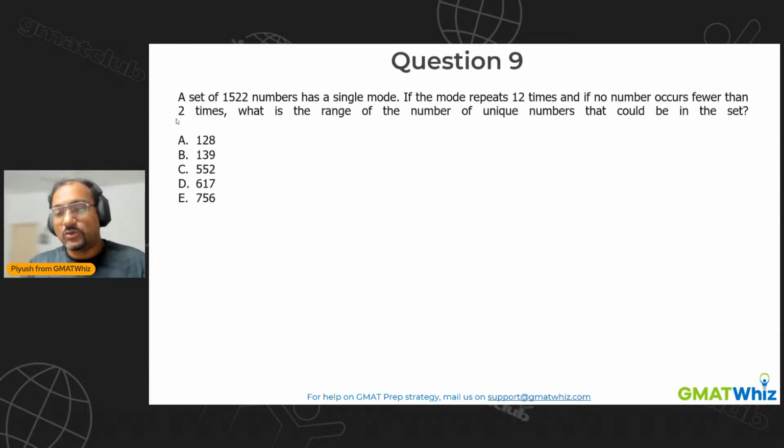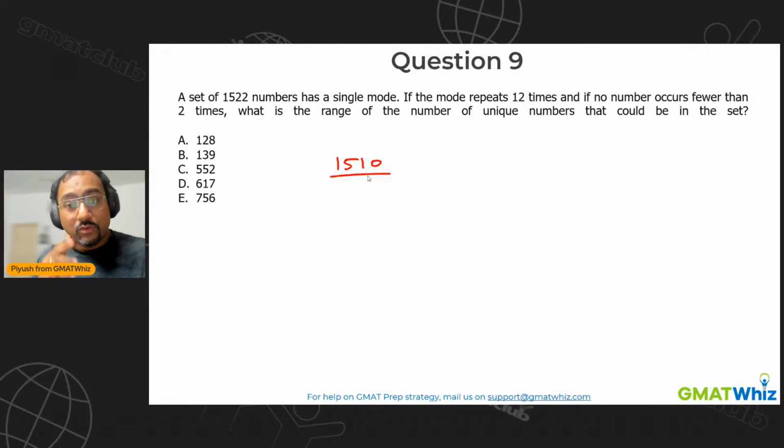Okay. Now let's do this question. Now this is another good question of awareness, like how awareness can easily save you about a minute, if not more, basically. So when I saw this question, very clear, 1522 numbers are there. There's one mode, and the mode repeats 12 times. That means the other numbers are 1510 numbers. There are a total of 1510 numbers if I take out the mode.